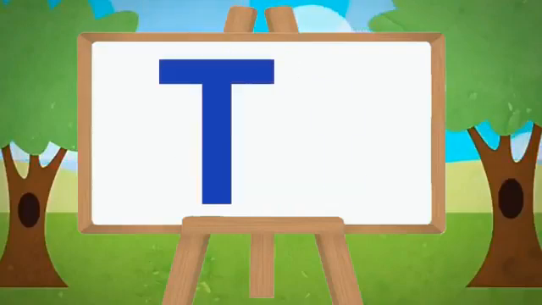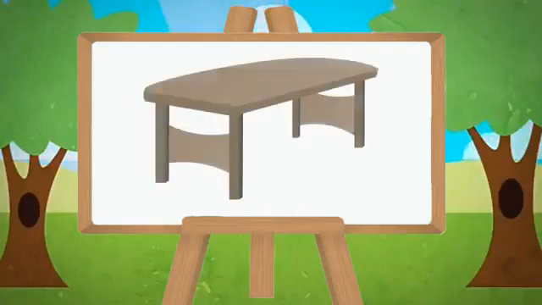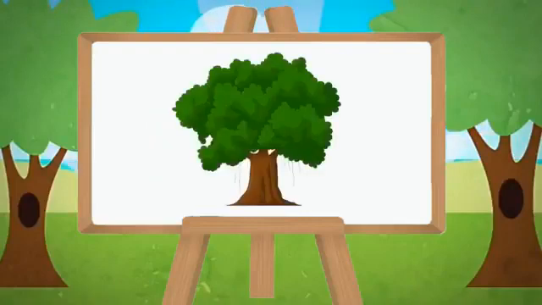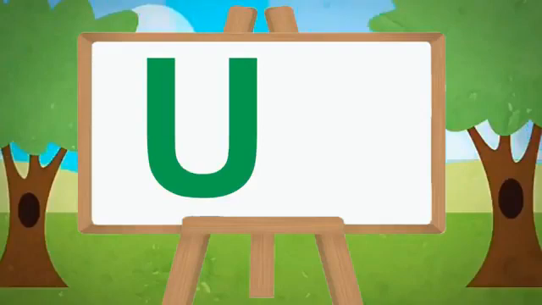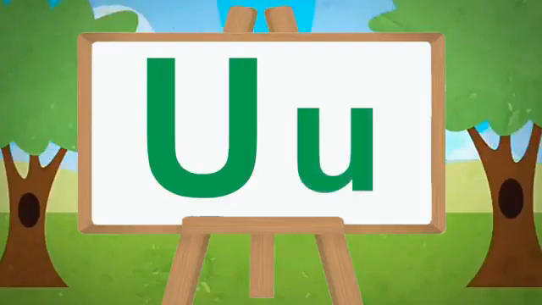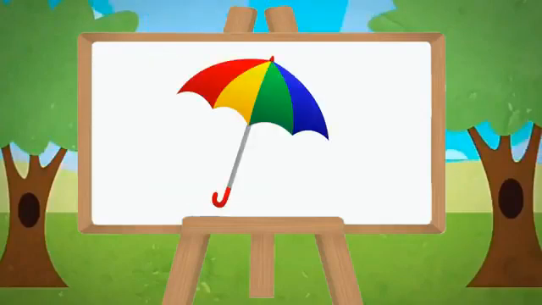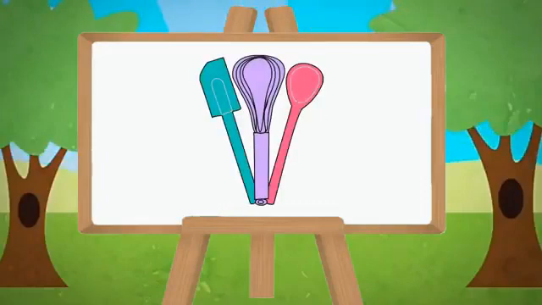Capital T, small t. T for table, T for tree. Capital U, small u. U for umbrella, U for utensils.